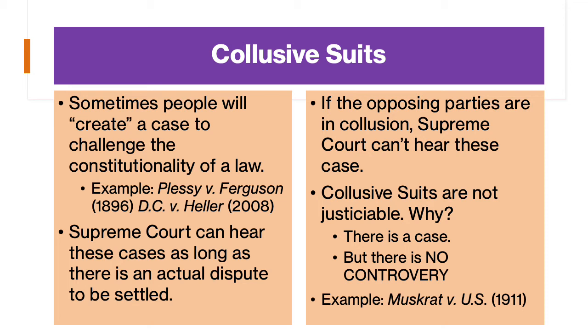There's no disagreement between David Muskrat and the United States. They both want the same thing. They both want these laws to be deemed unconstitutional. Now, keep in mind that your textbook talks about how, just because the Supreme Court ruled this way in Muskrat versus United States, there are actually times when the Supreme Court will take on collusive cases because they think that while it may not be a controversy right now, it may be a controversy in the future. So it's not necessarily a hard and fast rule.